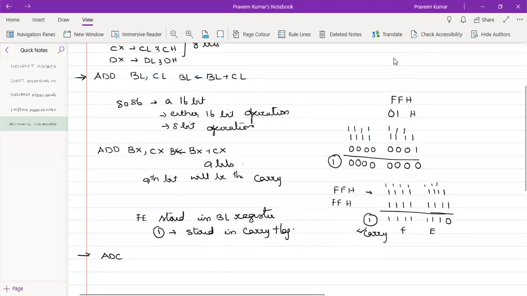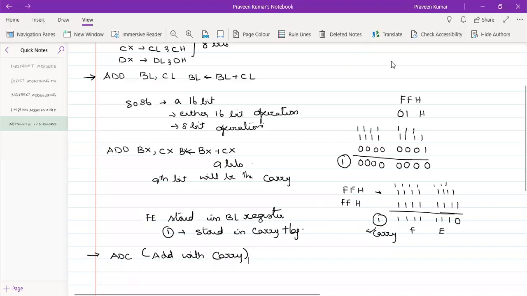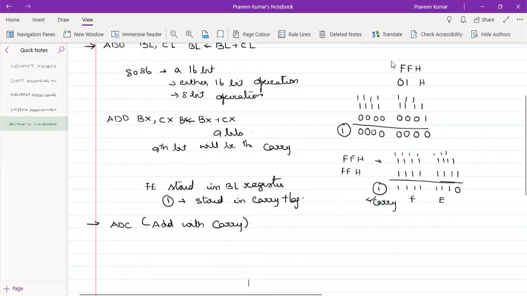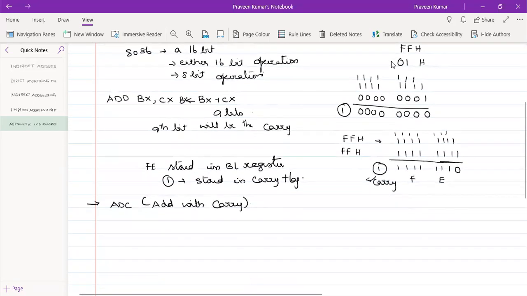The second one is ADC. ADC means add with carry. What does this mean? The next type of instruction is add with carry.